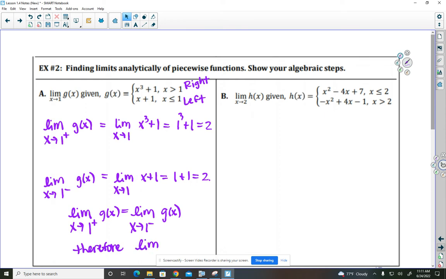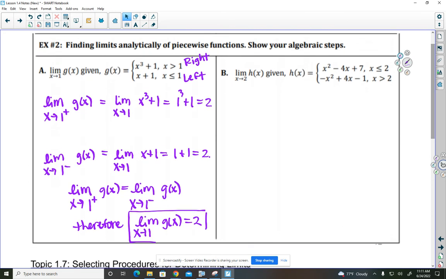Therefore, our general limit as x approaches 1 on this function has to be that value of 2. You could try part B on your own to be proper about your argument. You would want to follow the same steps as part A. So show your right hand, show your left hand, show either they're the same or different, and provide your answer. If I just tell you the answer to part B, you can process through it on your own. This general limit should be 3.